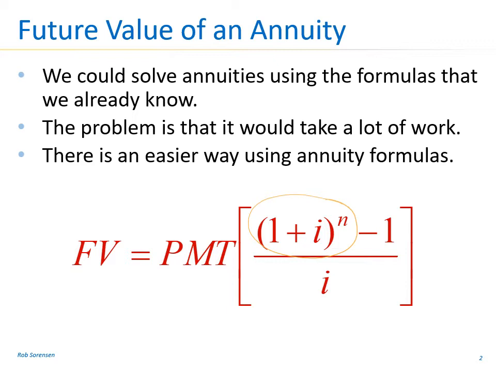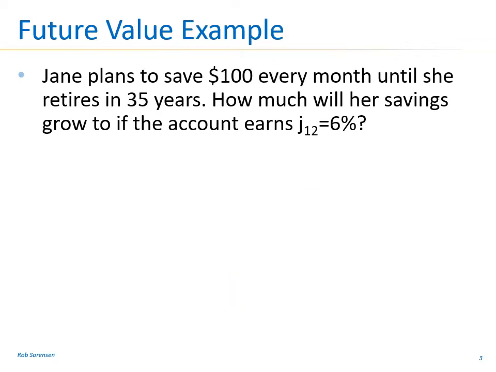Let's go and try one out and see how it looks. Jane plans to save $100 every month until she retires in 35 years. How much will her savings grow to if the account earns 6% compounded monthly? Well, let's start to write down some of the things that we're given here, just like always. Payment is equal to 100 per month.